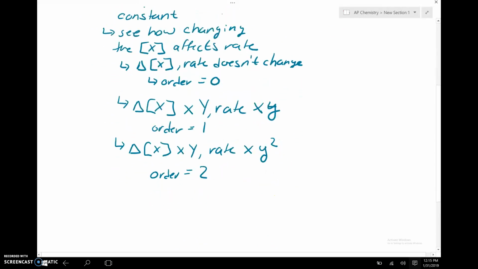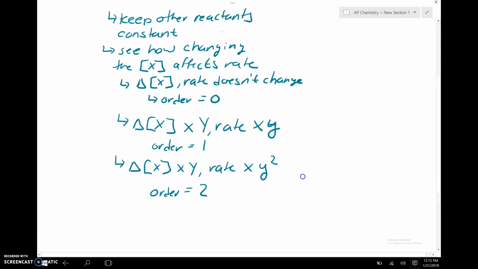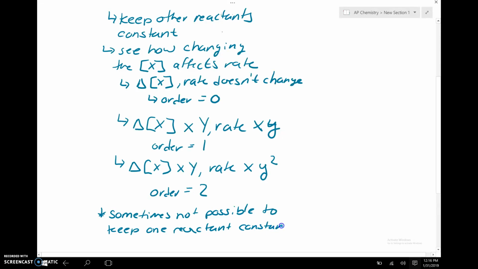Of course, you should probably practice some problems where there is no option to keep a second reactant constant and how you should handle that. So we did some of those in class. Make sure that you, I'll add that here, like sometimes it's not possible to keep one reactant constant. So make sure that you review how to logic through that or reason through that, okay?